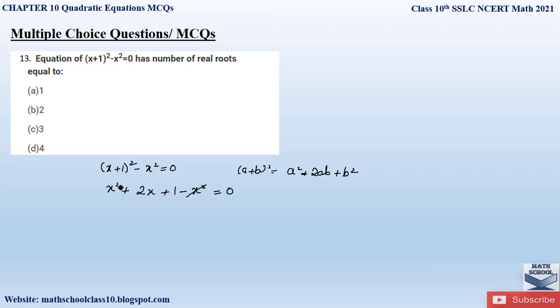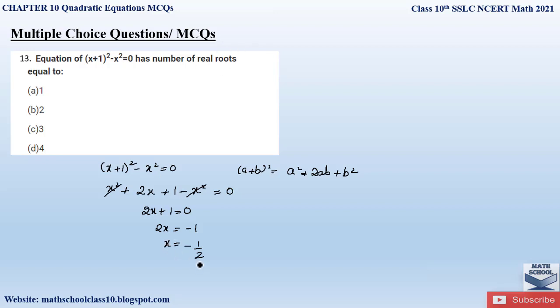So here plus x square and minus x square will get cancelled. So therefore we can write 2x plus 1 equal to 0 or 2x is equal to minus 1. So let us send this 2 to the right hand side, so it will come in division form. So that will be minus 1 by 2. So we got only one value of x solving this given equation. Therefore number of real roots is nothing but the x value.